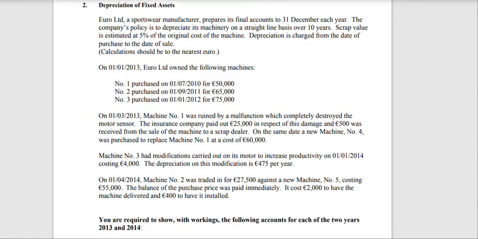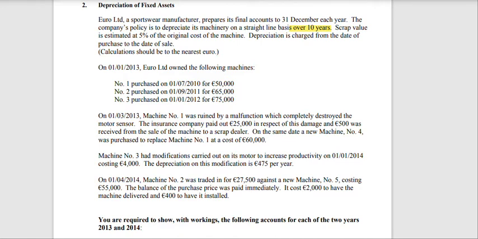So first of all, you need to read the question really carefully. Euro Limited, a sportswear manufacturer, prepares its final accounts to 31st of December. The company's policy is to depreciate its machinery on a straight line basis over 10 years. Okay, so 10 years is important. Scrap value is estimated at 5% of the original cost of the machine. So what that will mean is before we work out the depreciation, we have to take 5% off of the cost. Depreciation is charged from the date of purchase to the date of sale. Calculation should be to the nearest euro.